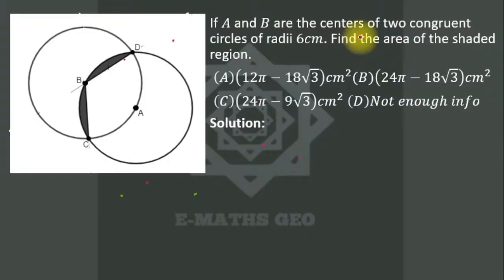If A and B are the centers of two congruent circles of radius 6 cm, find the area of the shaded region. So the first thing I will do is add some auxiliary lines so that the problem will be easier for us to solve. So I've added that. We notice that we'll form two equilateral triangles since they have the same radius. So these are all the same, and each is 6 cm. Since we have an equilateral triangle, the interior angles are all 60 degrees.